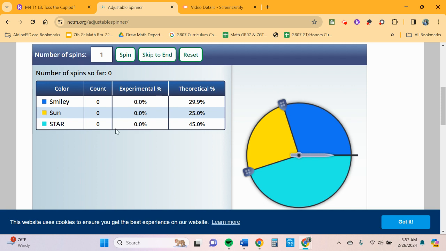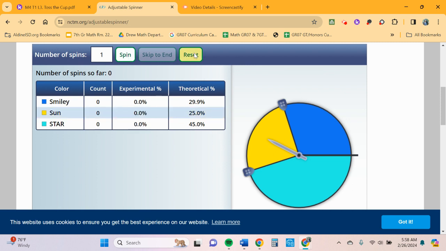Just an example. So if I were to spin it one time, just like that, it tells us our experimental and theoretical probability. So this table is pretty cool because it tells us everything that we need to know. We spun it one time, and out of that one time, it landed on the star 100% of the time. And my second spin, it landed on the sun. So the sun and the star now have a 50% experimental probability.